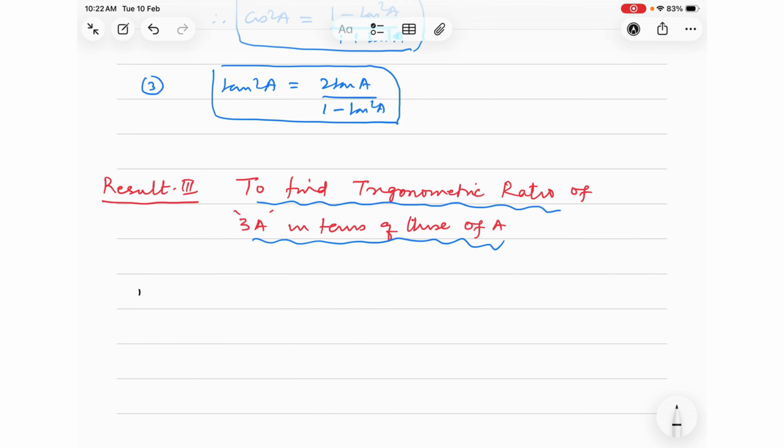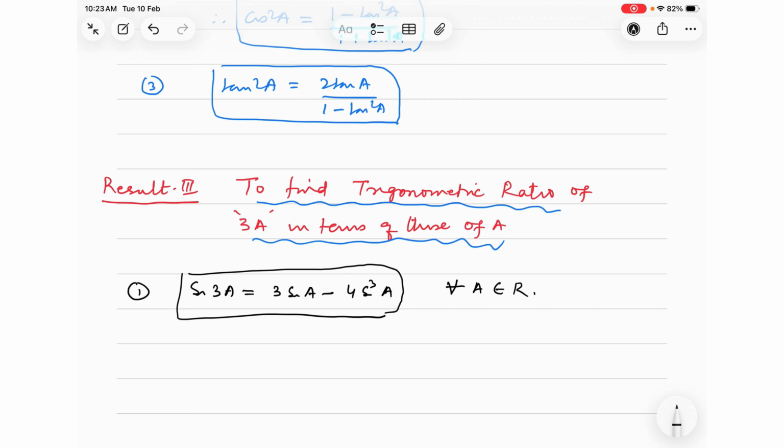So, in this the first result is sin 3A is equal to 3 sin A minus 4 sin cube A. This is true for all angle A belonging to the set of real numbers. This is the first result of writing sin 3A in terms of A.